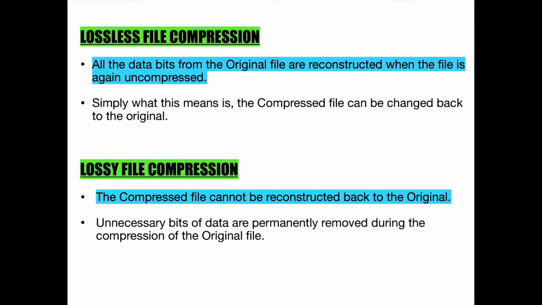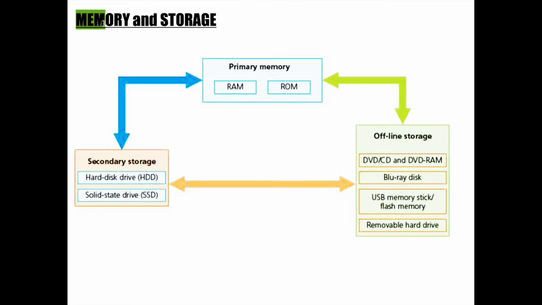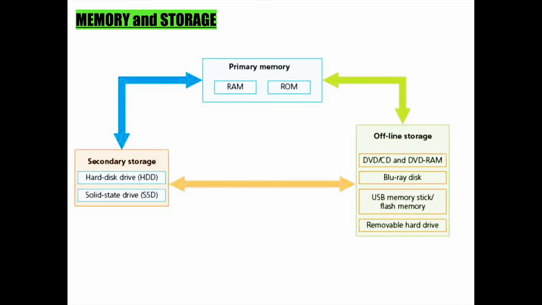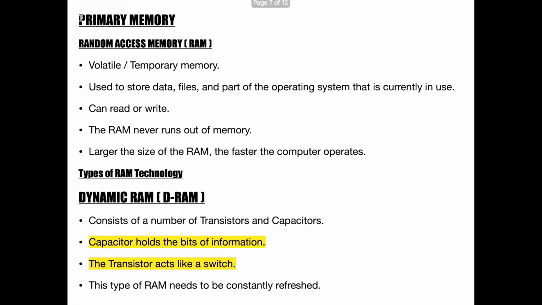Now let us go through the next major topic, which is memory and storage. The diagram below presents the structure of this model. There are three major components. Let us now go through each one of them. Let us start off with the primary memory. The primary memory is separated into two categories: the RAM and the ROM.